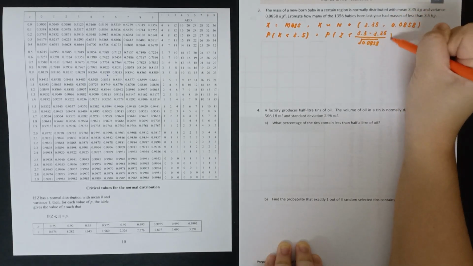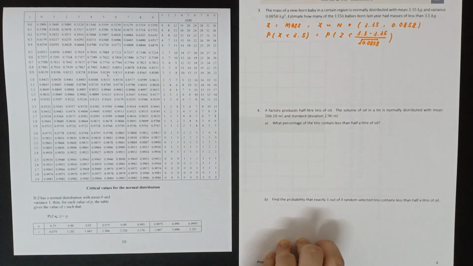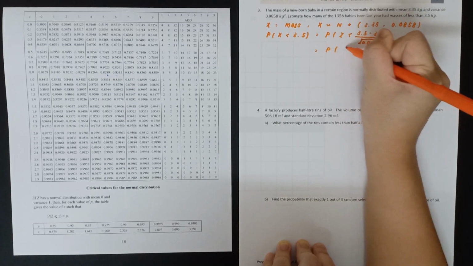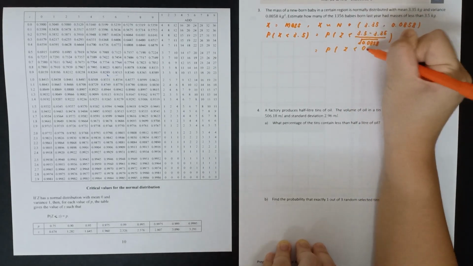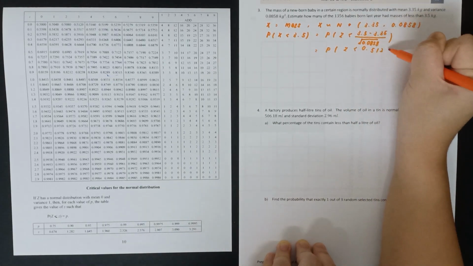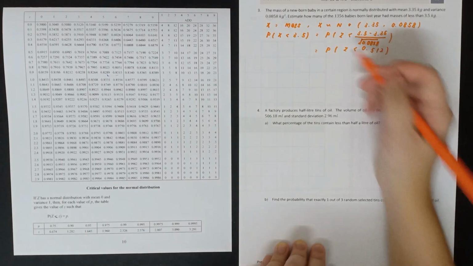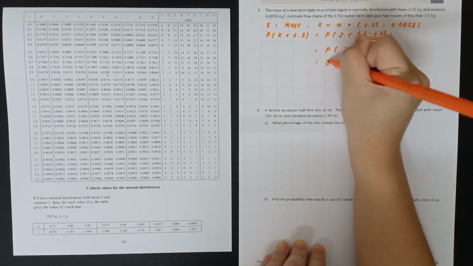0.0858. I'll use my calculator to find out the answer, which will give me P(Z smaller than 0.512). After I have this, you should know that I should be able to straight away change it to 5 already.